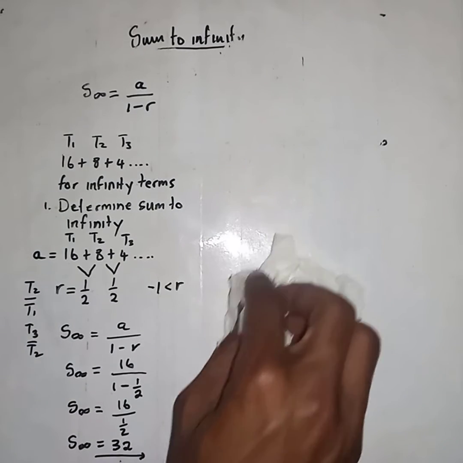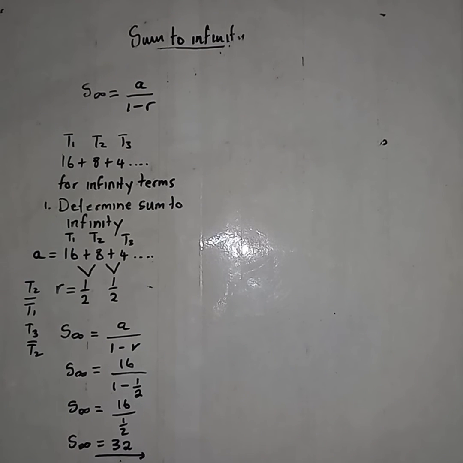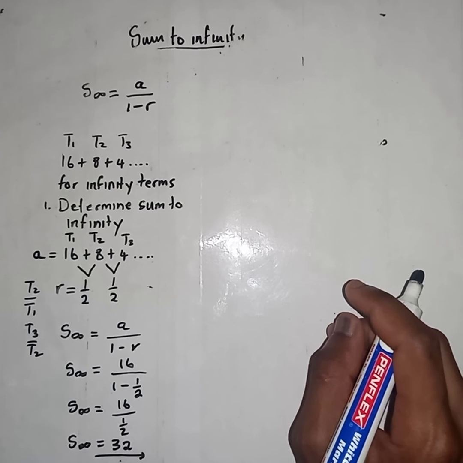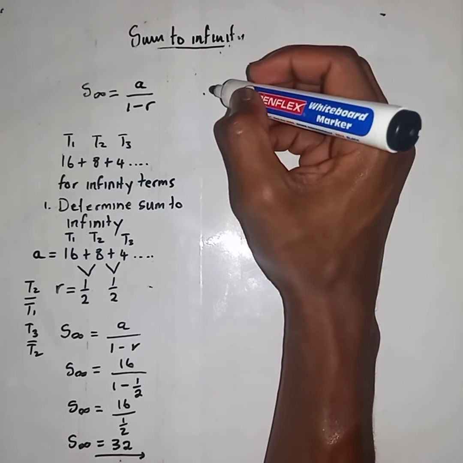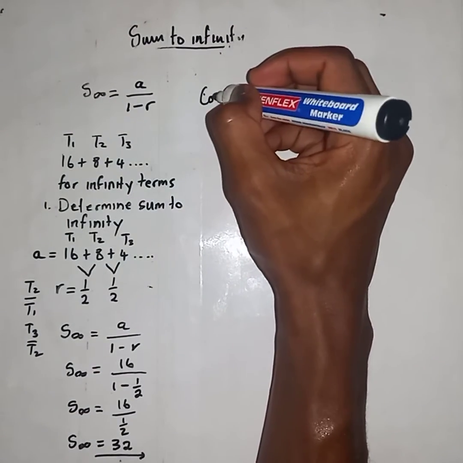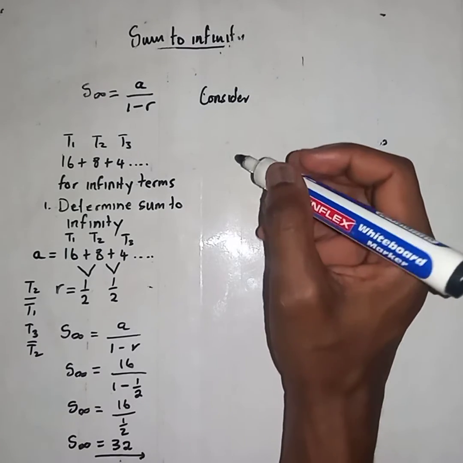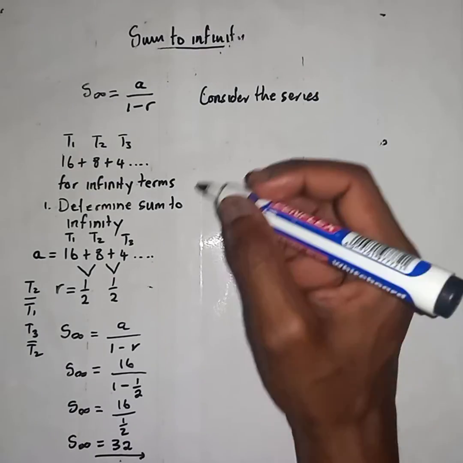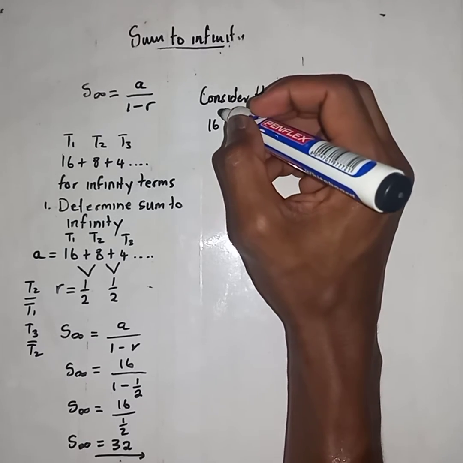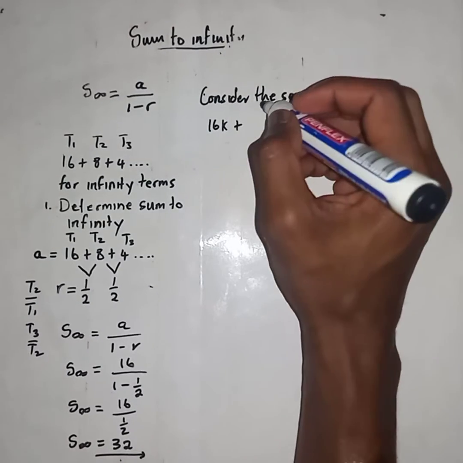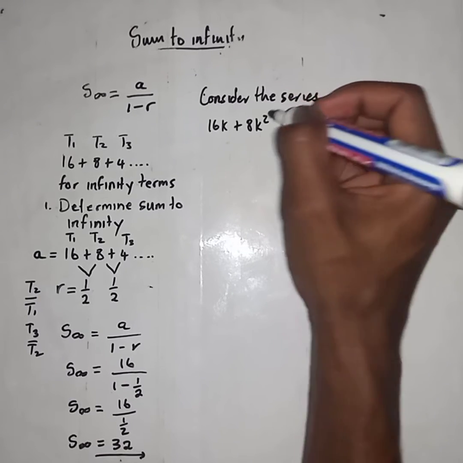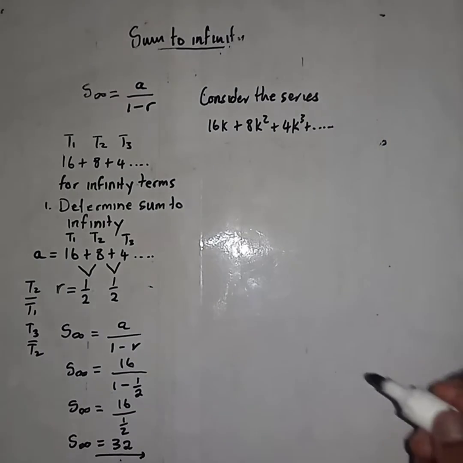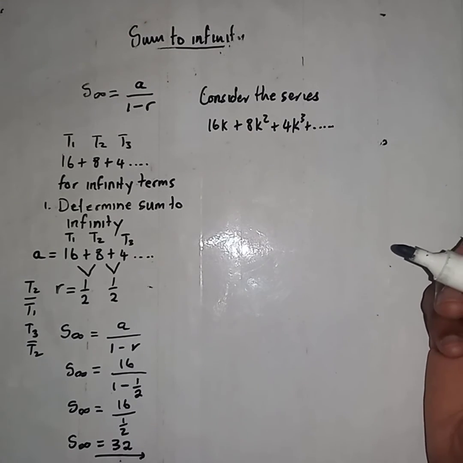Now, what I'm going to do is, let's say if I decide to give you this question which says now, consider the series 16k plus 8k squared plus 4k to the power 3. It continues like that.